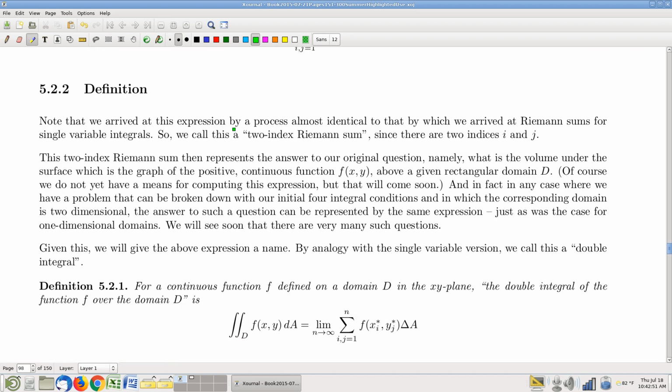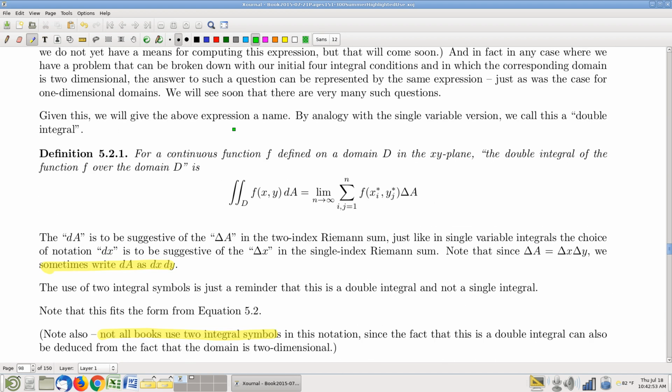Real quick also, another alternative notation. Sometimes this dA gets written as dx dy. You can see where that might come from, because again, it's delta x times delta y, plausible. So you're going to see that also. I will write it that way sometimes myself.